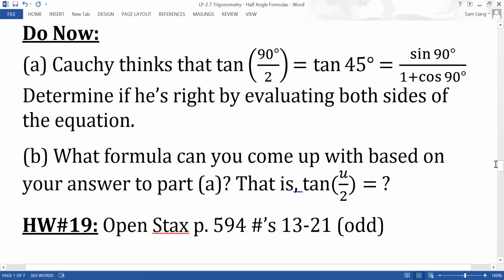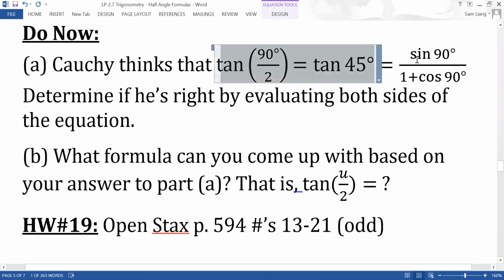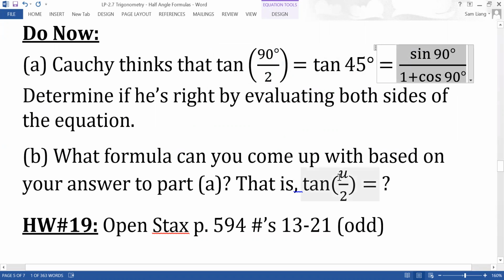All right, so Cauchy thinks that tan 90 degrees over 2 equals tan 45 degrees, right? So they're just simplifying this part. But he thinks that this is equal to that, sine 90 over 1 plus cosine 90. And we're going to determine if he's right by evaluating both sides of the equation. And then part B, what formula can we come up with based on our answer to part A? That is, what is tan of u over 2 equal to? If you need time to copy this down, please pause the video here. Otherwise, I'll get back to the solution.